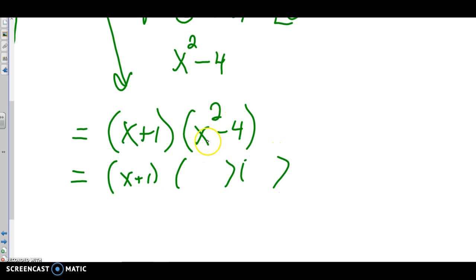This is, remember, the difference of squares. So I have 2 perfect squares. So I have x minus 2 and x plus 2, because the square root of 4 is 2, and the square root of x squared is x.